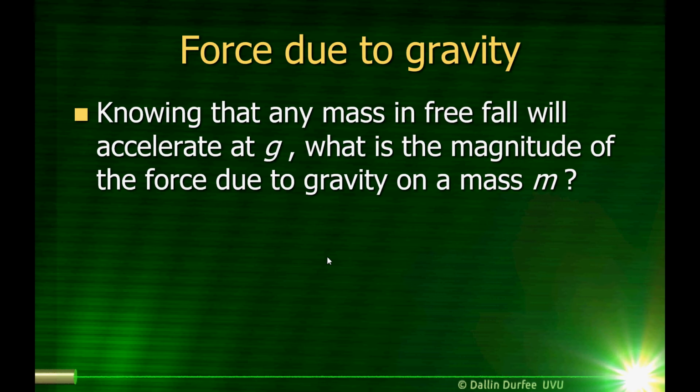So now, knowing that any mass in free fall will accelerate at g, what is the magnitude of the force due to gravity on a mass m? Well, the force is equal to mass times acceleration, but we know that the acceleration of an object falling under gravity is g, so we just replace acceleration with g, and that tells us the force of gravity near the surface of the Earth is just mass times g. So the force of gravity is proportional to the mass.